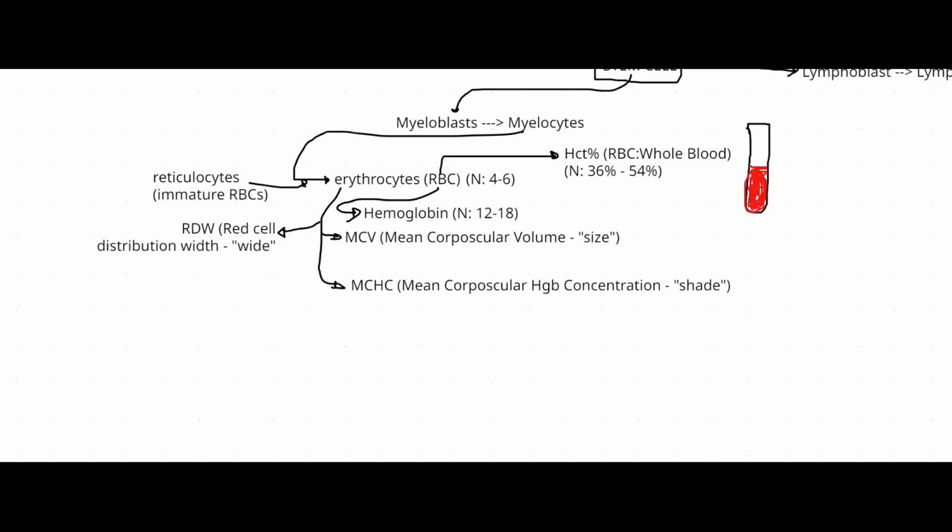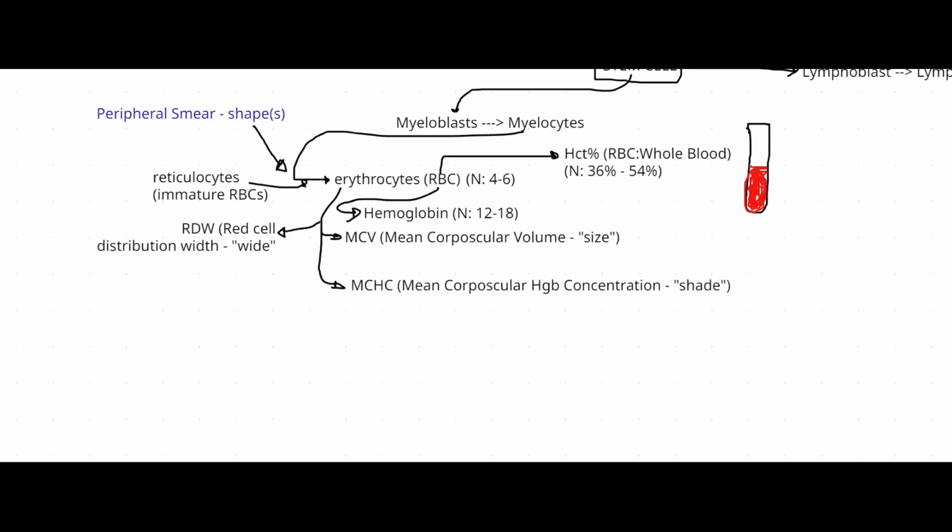Now, something extra that they might order that's outside of the CBC, but sometimes will give us a better look at the RBC. I'll just put it here as an extra thing. So this is actually not part of the CBC, but we do a peripheral smear. So this is what looks at the shape or shapes of the RBC. And because this is through a microscope.